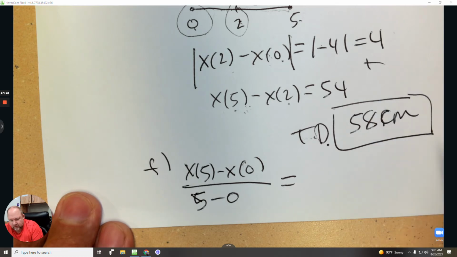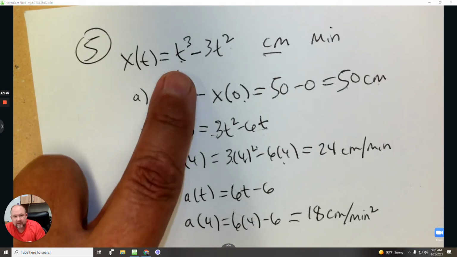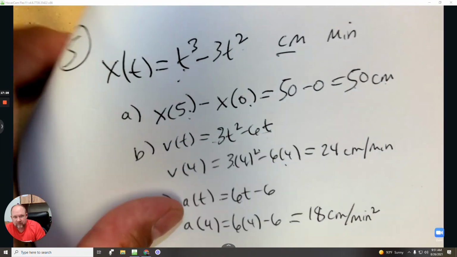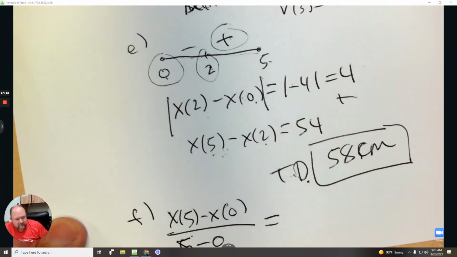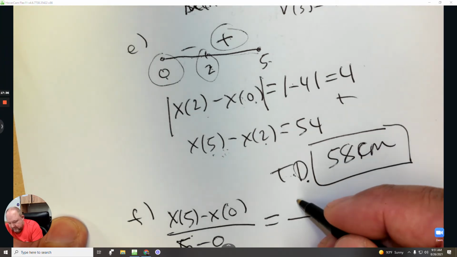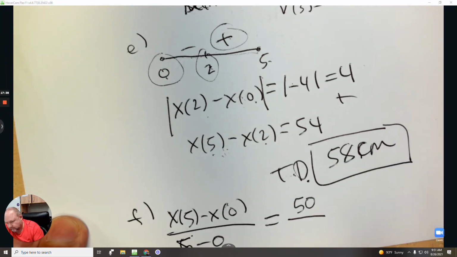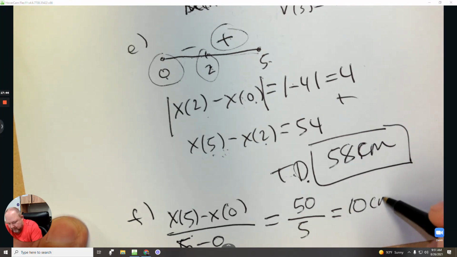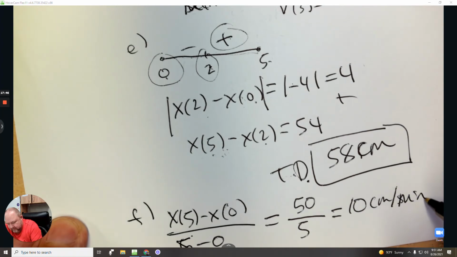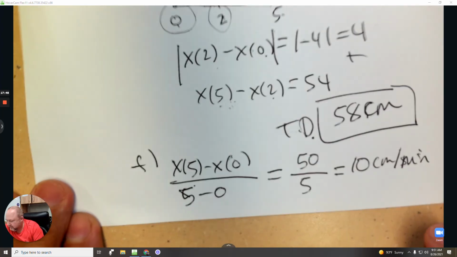Maybe we didn't. So from 5 to 0, plug in 5 here. 0 gives you the answer 0. So plug in 5 and you get the answer 50. And then divided by 5, and so the average velocity is 10 centimeters per second.